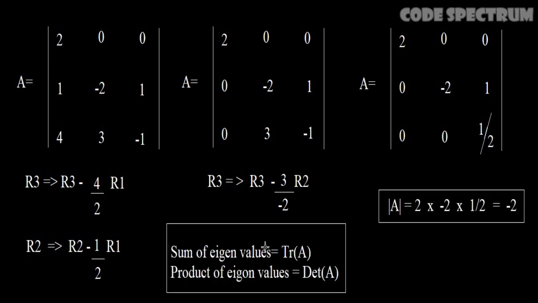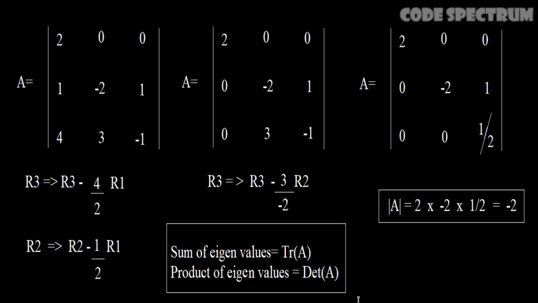Let us calculate. Note one important property of eigenvalues. The sum of eigenvalues is equal to the trace of the determinant A. If you add all the diagonal elements, it should always be equal to the sum of the eigenvalues. In this case, there are 3 eigenvalues, and if you add them all, you get the trace of the matrix A. And the other property is that the product of the eigenvalues is equal to the determinant of A. In this case, the determinant was minus 2, and we got minus 2 as the product of the eigenvalues.